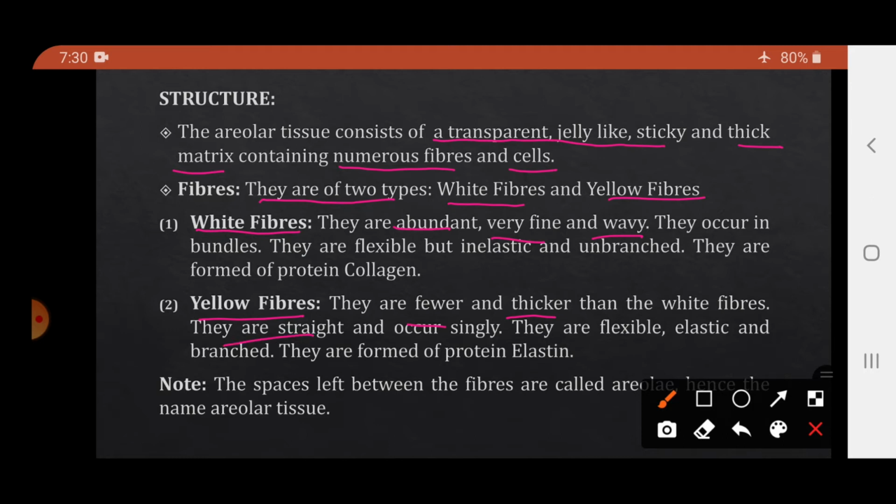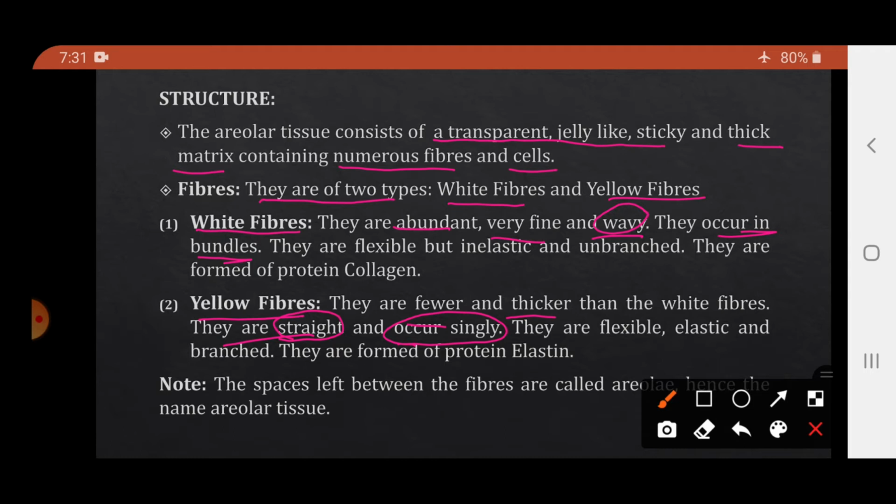Whereas जो white fibers थे वो कैसे थे? Wavy थे. Whereas the yellow fibers are which type of fibers? Straight fibers. Now the white fibers, it occurs in bundles, it occurs in group, whereas the yellow fiber, it occurs singly.